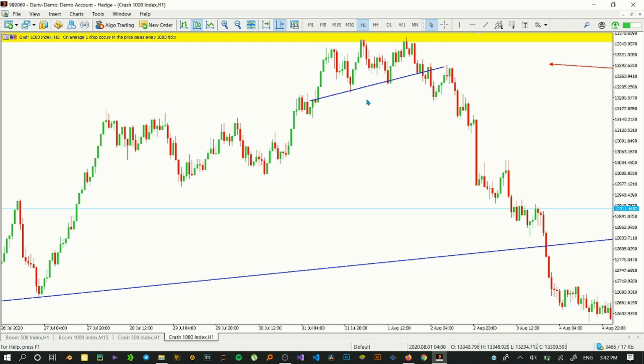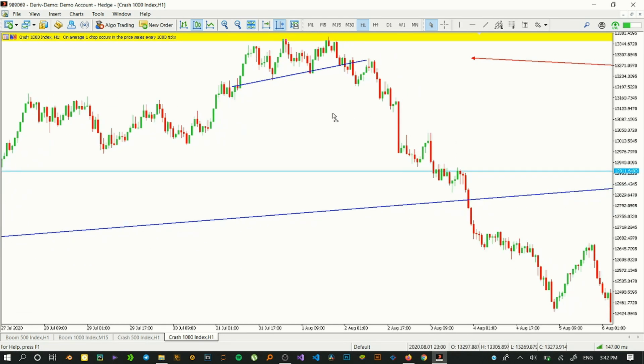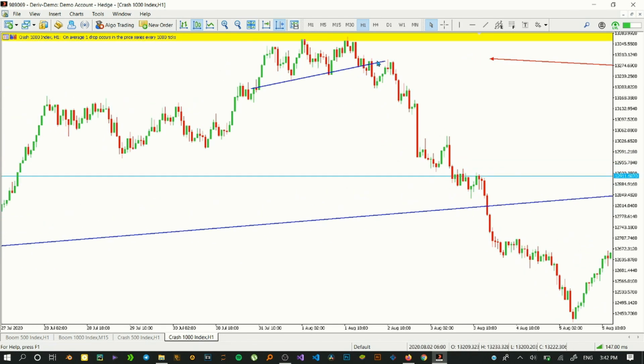Here, Crash 1000 created a descending triangle. Up there, we have the resistance level, the yellow rectangle. Down here, we have a trend line with higher lows. So I was waiting for the market to break out of this triangle. The market might go up and break in the upper direction. So it finally broke down, and I didn't enter blindly. You don't have to enter a market blindly. Because the market broke down, I have to take this opportunity.